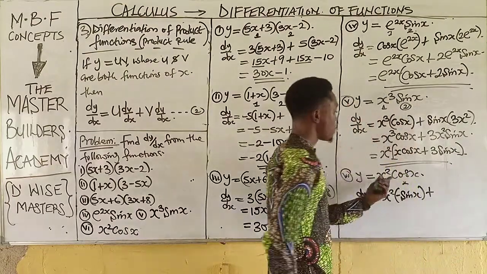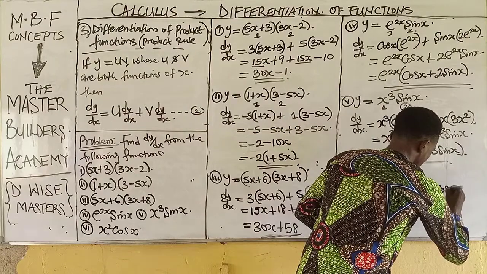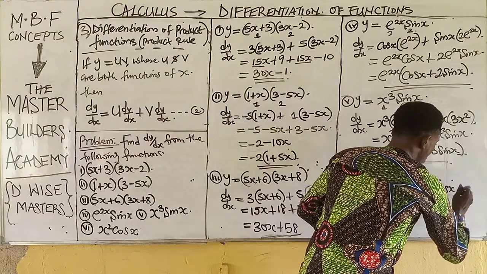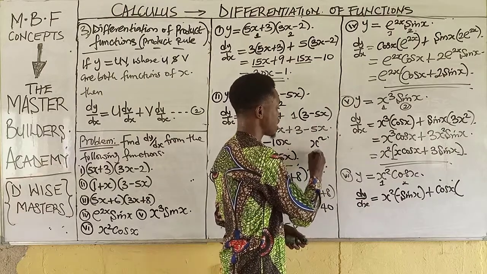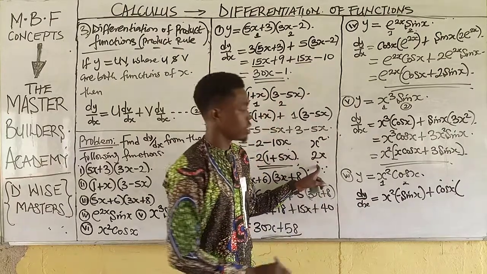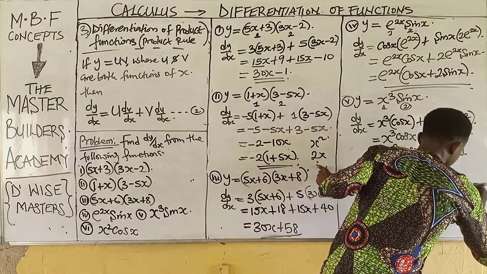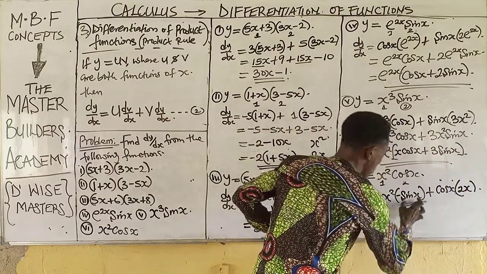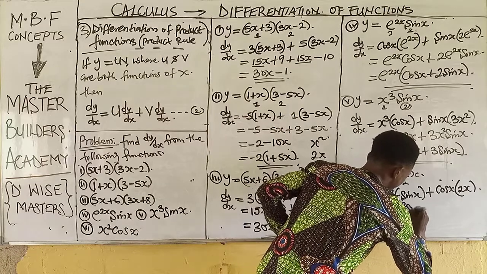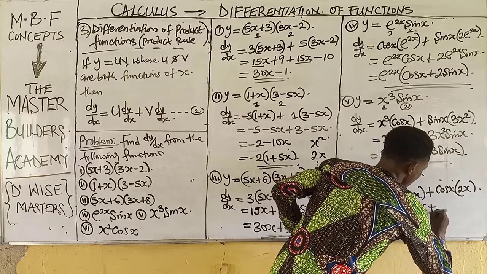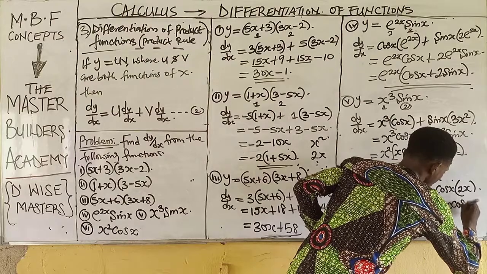Then plus, pull down the second function, which is cos x, and now differentiate the first function, which is x squared. And when you differentiate x squared, you have 2x, then multiplied by 2x. Then at this point, when we multiply this out, we have negative x squared sine x plus 2x cos x.